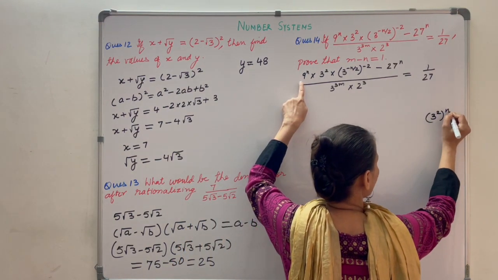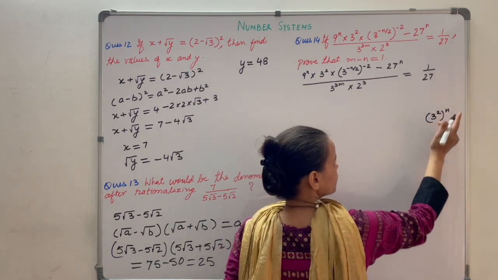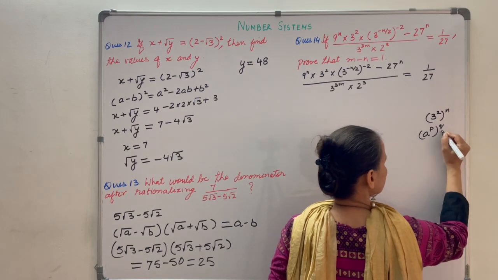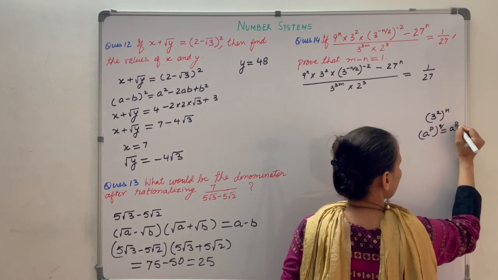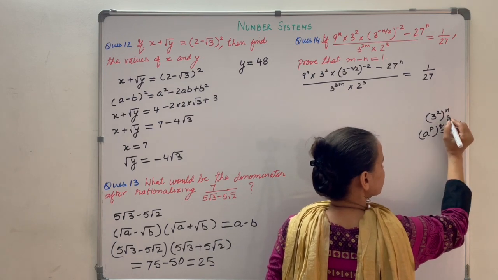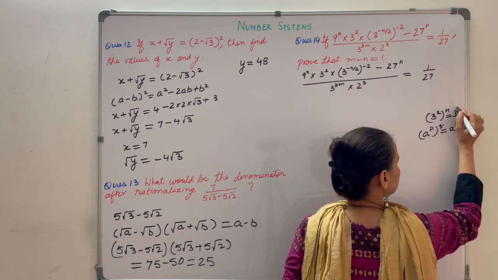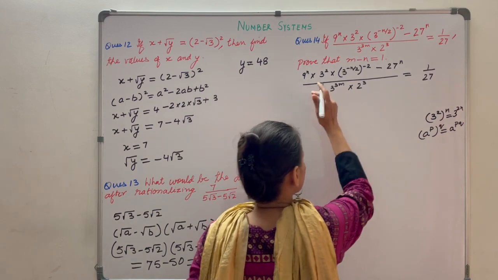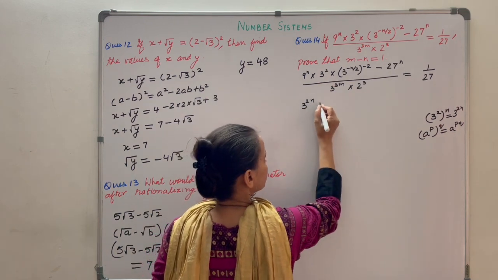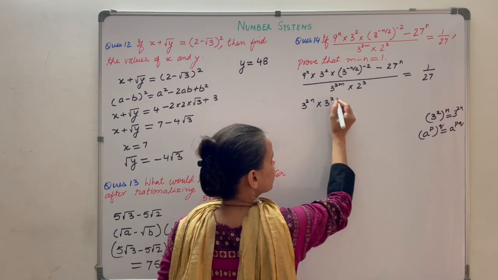This is whole raised power n. So using this law, (a raised power p) whole raised power q, you can rewrite it as a raised power p into q. So you are multiplying the exponent. So what will you get here? 3 raised to the power 2n. So let us write it down. So here you will have 3 raised power 2n into 3 square.